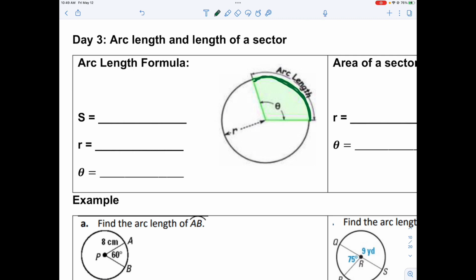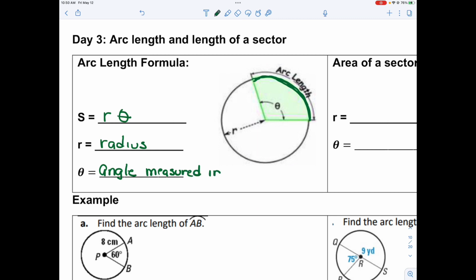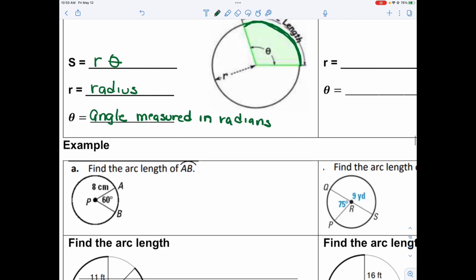So the formula to find the arc length is relatively simple. It is simply r theta. R, as you may have guessed, is the radius, and theta is the angle, but it's a special angle. It is measured in radians. So what we're going to have to do is recall what we did yesterday and be able to change an angle from degrees to radians. So let's do an example.